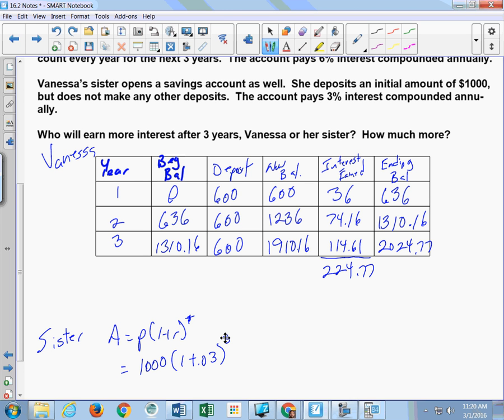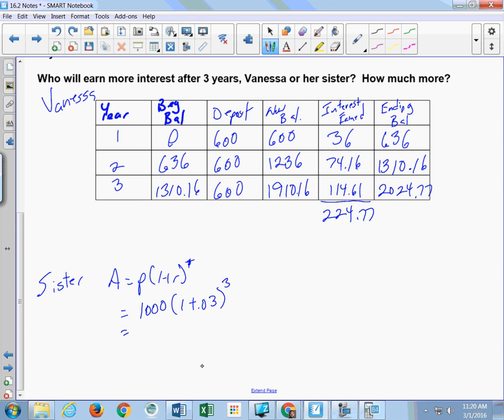Take it into your calculator. 1,000, open parenthesis, 1 plus 0.03, close parenthesis, exponent 3, enter, and you get $1,092.73. To find out how much interest, we subtract the initial principal, 1,000, from it. That's $92.73.